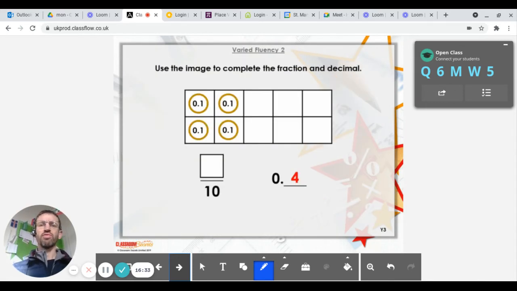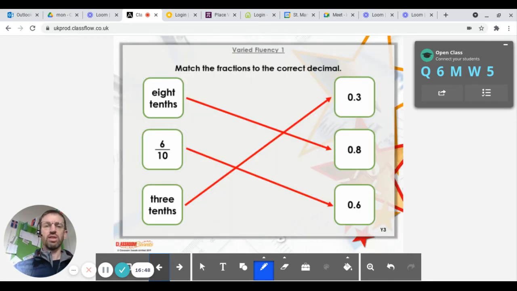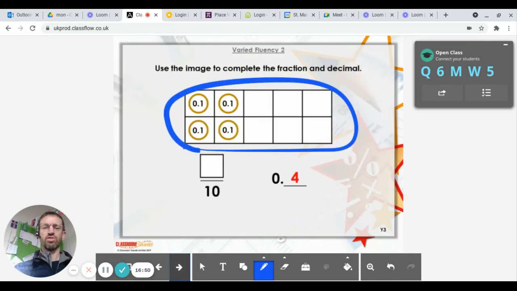Use the image to complete the fraction and the decimal. Use the image. So image means the picture. So they're talking about this thing here. You've got to use this picture to complete the fraction and the decimal. Okay, so we seem to have the answer straight away here. 0.4 is the decimal because there are 4/10.